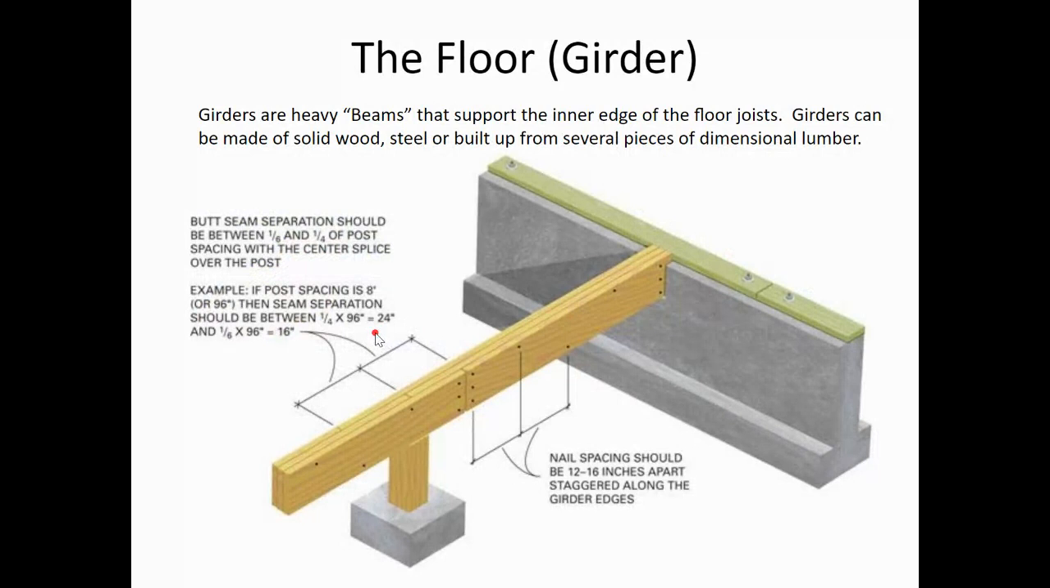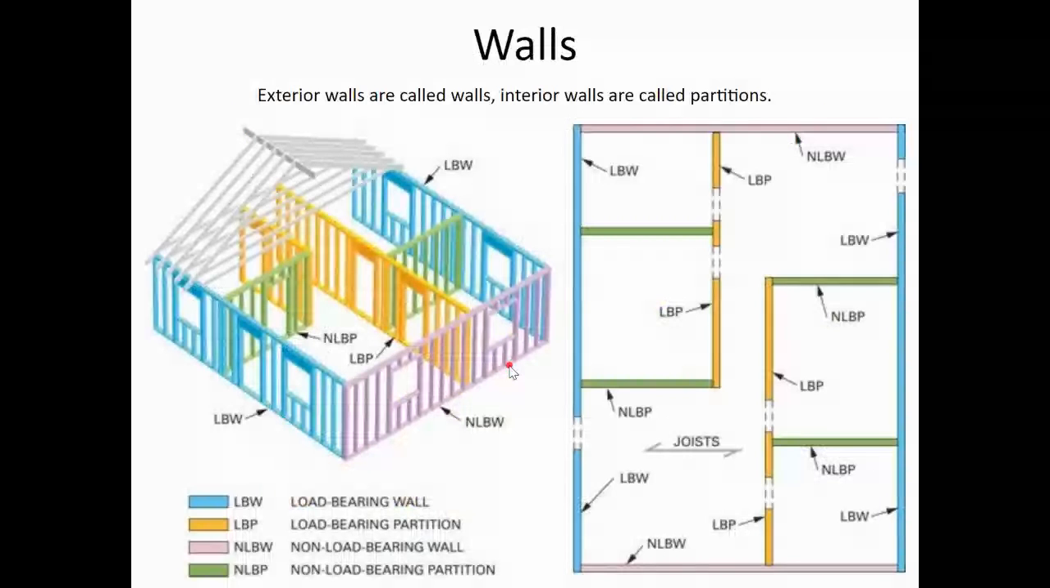That's another picture of the floor girder, the beam that's holding up the floor joist. Then we've got walls, right? First of all, these walls on the outside of the house, yes, they're called walls. The things on the inside of the house that we call walls aren't really walls. They're supposed to be called partitions. So we've got walls on the outside, partitions on the inside.